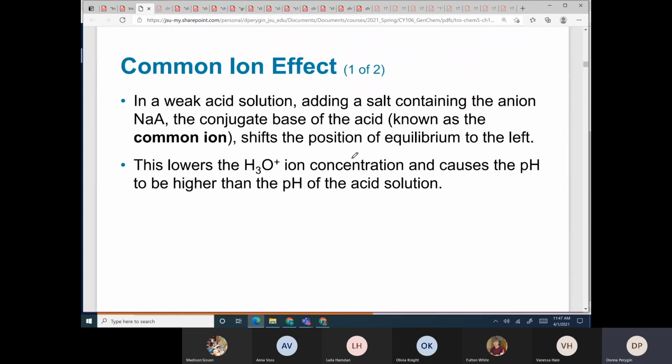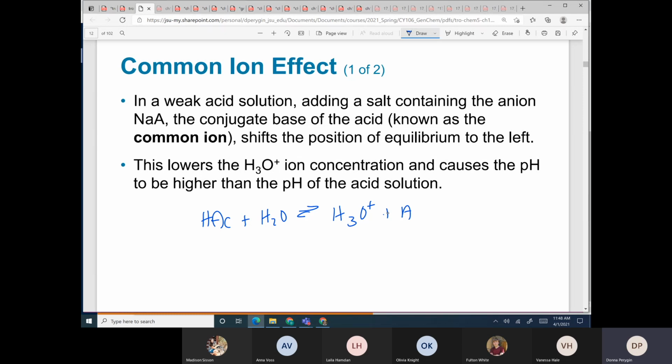All right, and so the common ion effect is where you add a salt containing the anion to the weak acid solution. So let's, for example, say you had acetic acid. I'm going to write HAc for acetic acid, plus water goes to H3O plus and Ac minus. Okay.